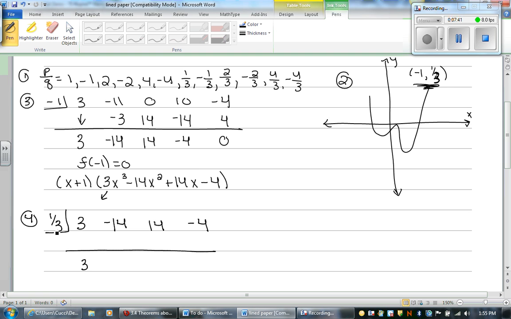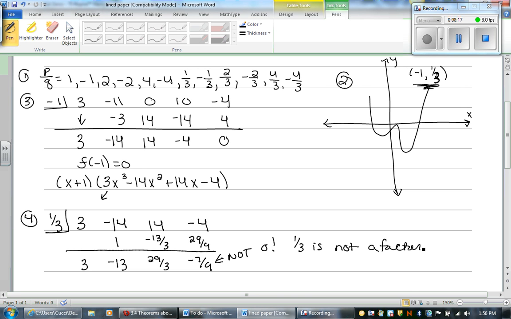Drop that 3. 1/3 times 3 is 1. And this gives me -13. -13 times 1/3 is -13 thirds. When I add that up, I get 29 thirds. Multiply that, we get 29 ninths. And when I add that up, I get -7 ninths. So this is not 0, which means 1/3 is not a factor. Okay, so that's going to get excluded here.